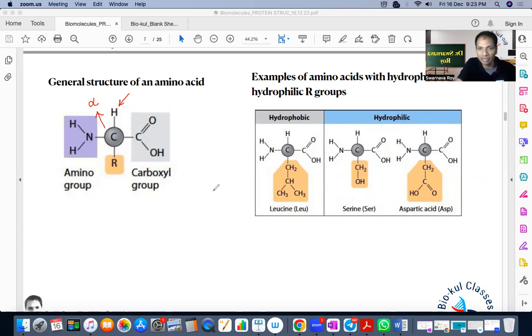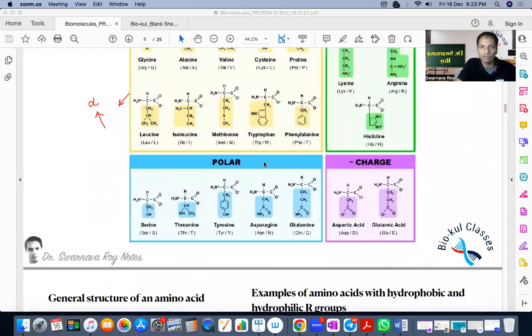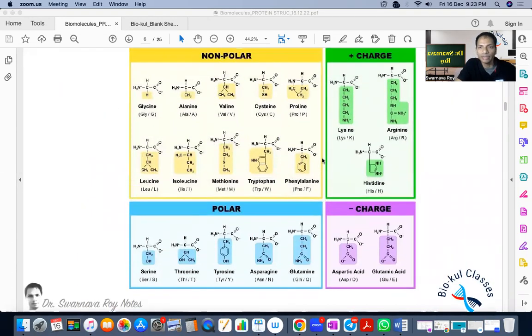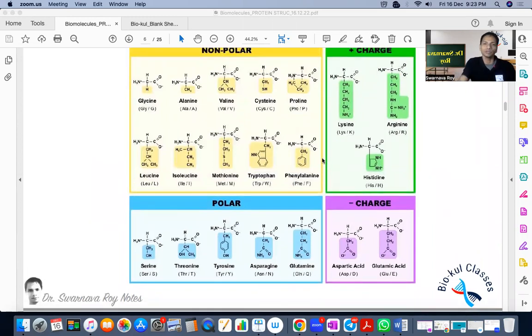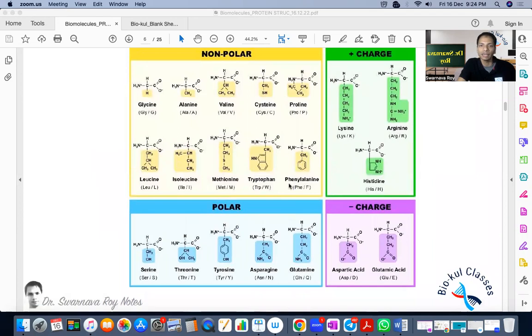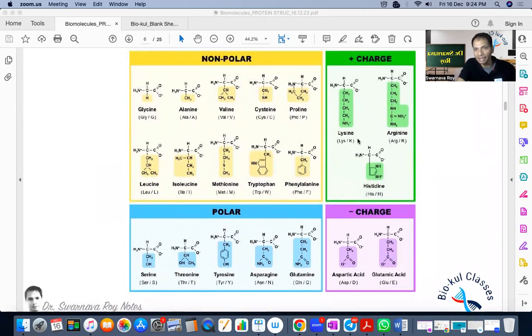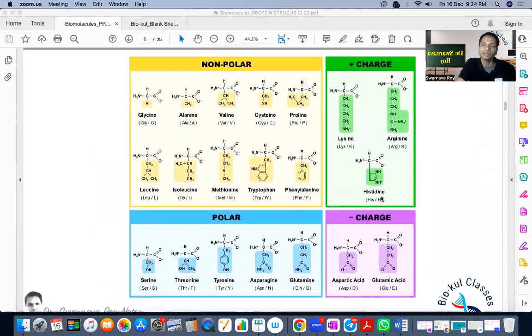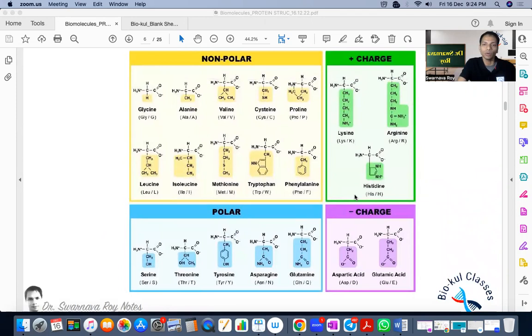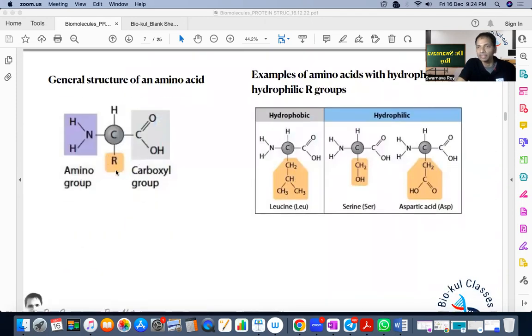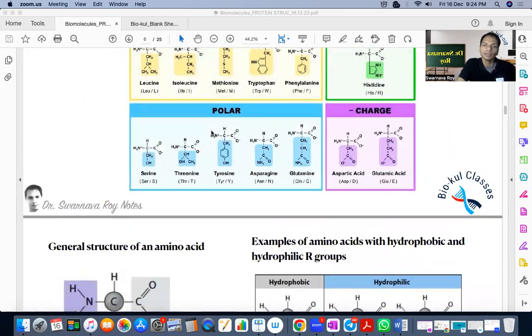There are 20 different kinds of amino acids, and this R keeps on varying. This is the picture of the 20 different amino acids, which can be categorized into non-polar, positively charged, polar, and negatively charged amino acids, all depending upon the side chain. The simplest amino acid is glycine, which has H as the side chain. It can be as complicated as lysine, arginine, or glutamic acid. So these are the 20 different amino acids based on the R group attached to the central alpha carbon.